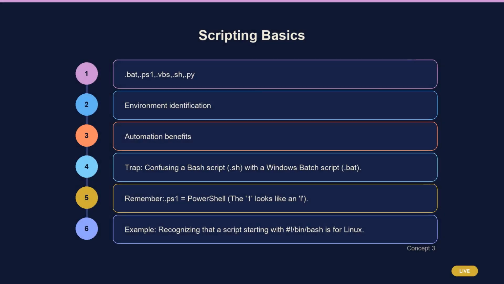So, watch this. A script is just a recipe. If you follow the steps, you get the same cake every time. For the A+, you don't need to be a coder, but you must recognize the ingredients. .bat is a Windows batch file. .ps1 is PowerShell, look for that one, and .sh is a Linux shell script.